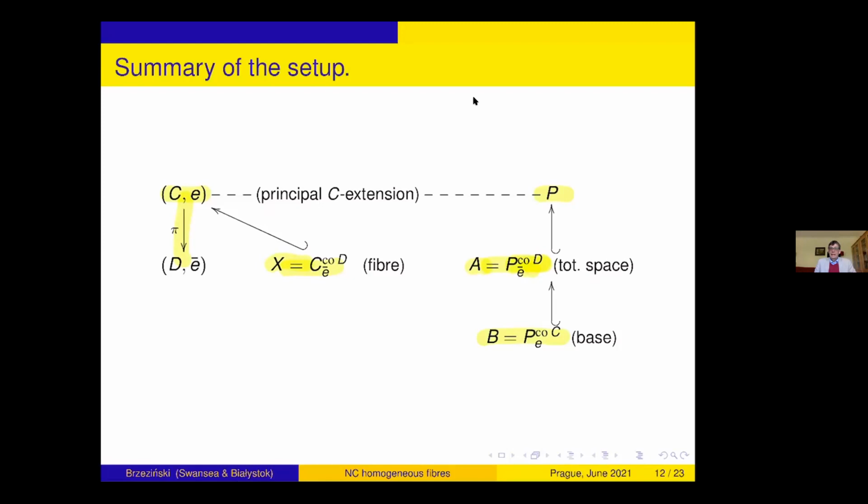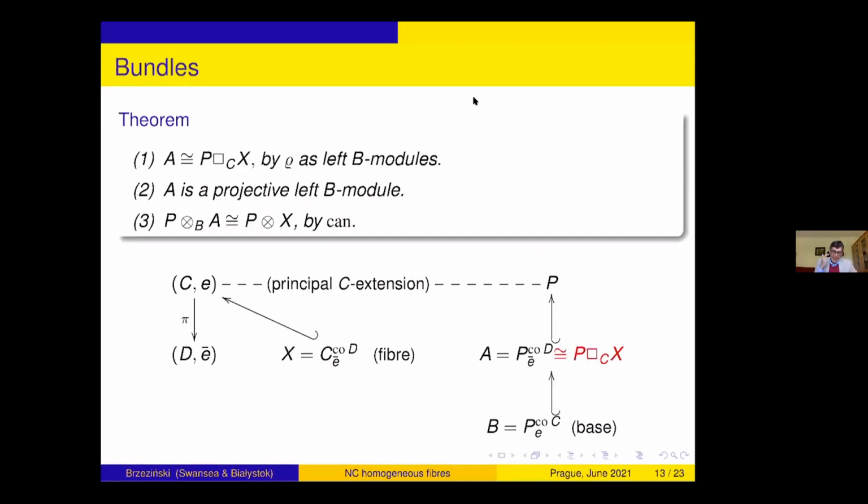Okay, so that's the general setup, and now the questions are what we can actually say about this situation and why is it useful? This will be the next thing to say. So the first theorem is that A is isomorphic to this cotensor product, as left B modules. Why is this important? Well, because now we can see that X sits inside A. So X is supposed to be a fiber. So this first point tells us that A is fibered by X.